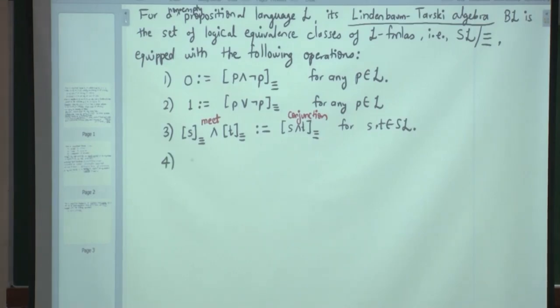Okay, fourth point. How do I define negation? Sorry, complement. Complement of this. Any ideas? It is the class of negation. Correct? Do I need to define disjunction? No, you already know what it is. Okay. So, once again, let me write this down. This is complement and this is negation.